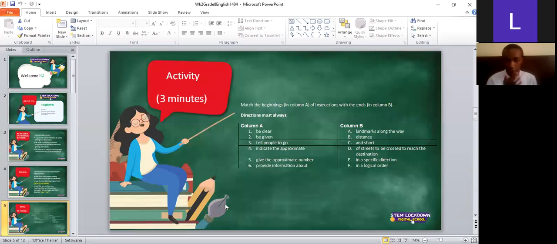I'm going to give 3 minutes to each of you to match the beginnings of instructions which are in column A to the ends in column B. So what this means is that every statement begins in column A and ends in column B. You take the statement in column A and combine it with a statement in column B. It makes a complete sentence which makes sense and can really give somebody directions.